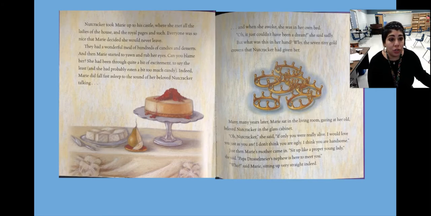And then she awoke where she was in her own bed. "Oh, it just couldn't have been a dream," she said sadly. But what was in her hand was the 7 tiny gold crowns that the Nutcracker had given her. Many, many years later, Marie sat in the living room gazing at her old beloved Nutcracker in the glass cabinet.